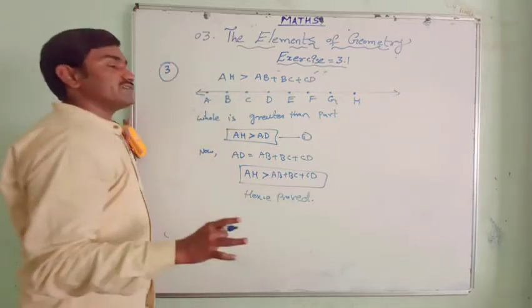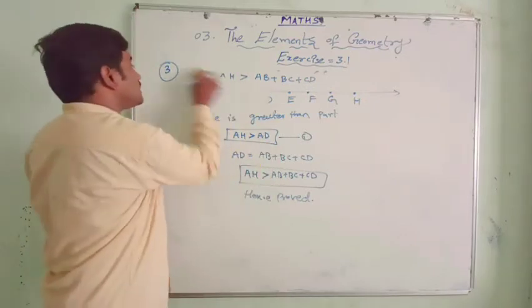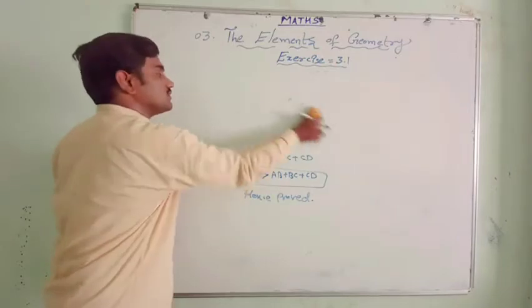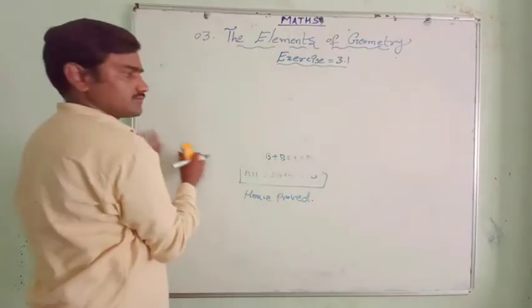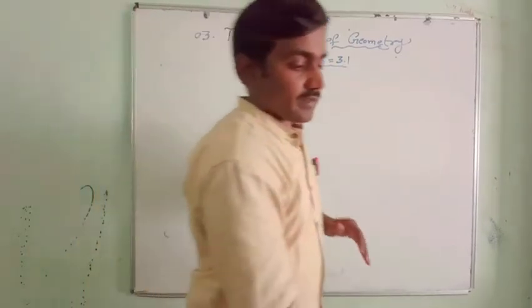So this problem is given here. We understand that the whole is greater than the part. We have to understand the whole is always greater than the part. Suppose this is a complete board, it is greater than some part of it. Simple. So the whole is greater than the part. Next.